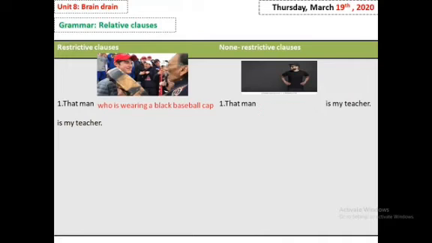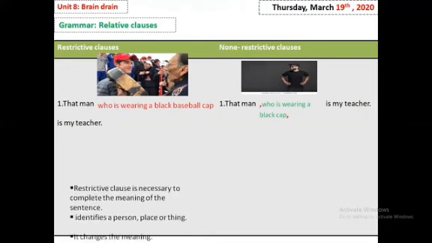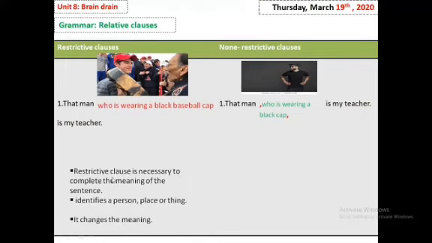However, in the other example, that man is my teacher, it's clear because there is only one. But you can add, that man who is wearing a black cap is my teacher. So this one is a non-restrictive clause. It's additional information. You just add it, but if you eliminate it, then the meaning does not change. So we can say a restrictive clause is very necessary to complete the meaning of the sentence, because it identifies the person or place or thing. In this case, we identify this person. If we omit it in the sentence, then the meaning gets changed.